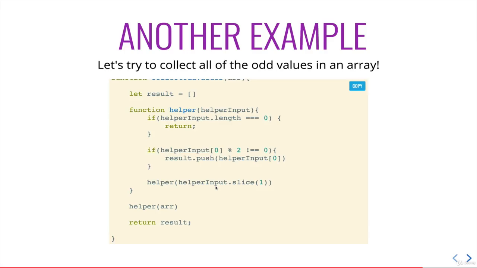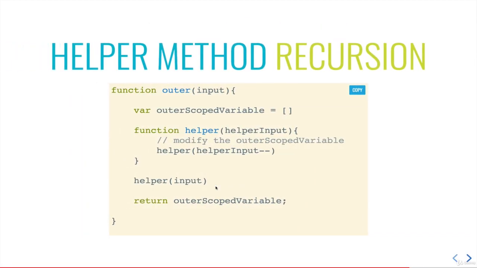That's coming up next. So helper method recursion is just a pattern where we have an outer function that's not recursive, which calls an inner function, which is recursive. Okay, I'll be quiet.